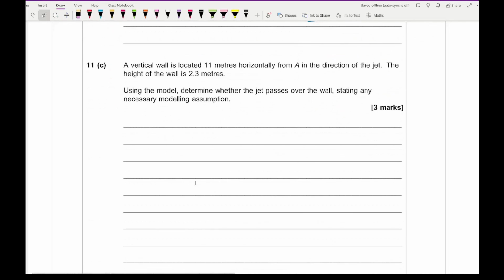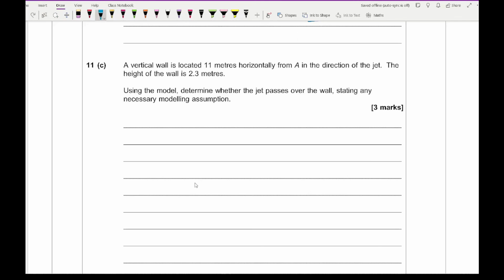Then moving on to our very last part, it says the vertical wall is located 11 meters horizontally from A in the direction of the jet. The height of the wall is 2.3 meters. Using the model, determine whether the jet passes over the wall, stating any necessary model assumptions.